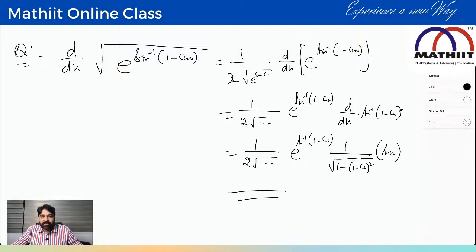So sine inverse something differentiation is 1 by root of 1 minus something square. Wait, sine inverse x differentiation is what? 1 by root of 1 minus x square. That's what I wrote. Into this something, here what? 1 minus cos x. So that differentiation will be what? Sin x. Because differentiation of 1 is 0, minus is a constant, cos x differentiation is minus sin x. So minus cancel, sin x. I'm sure it's clear to everybody.